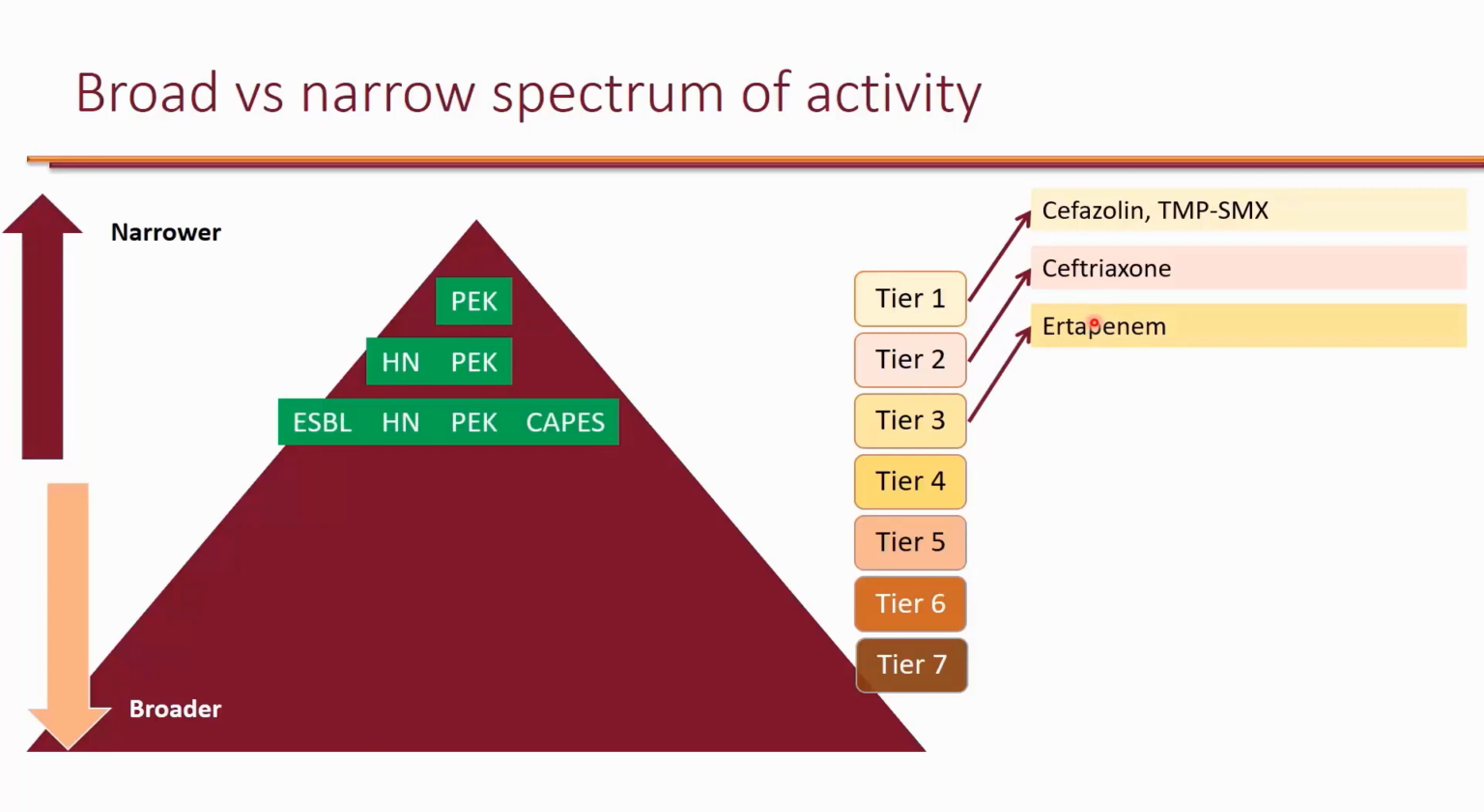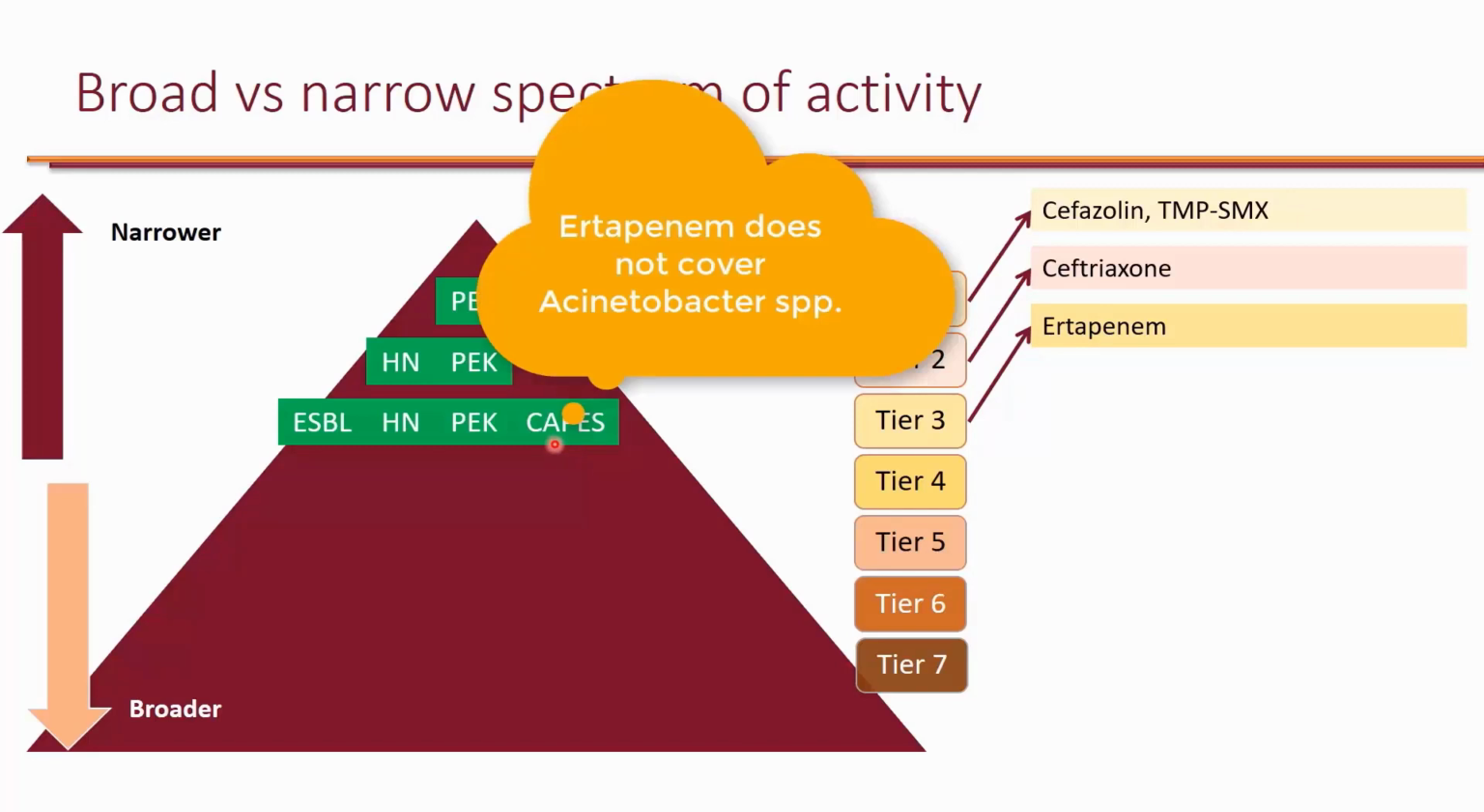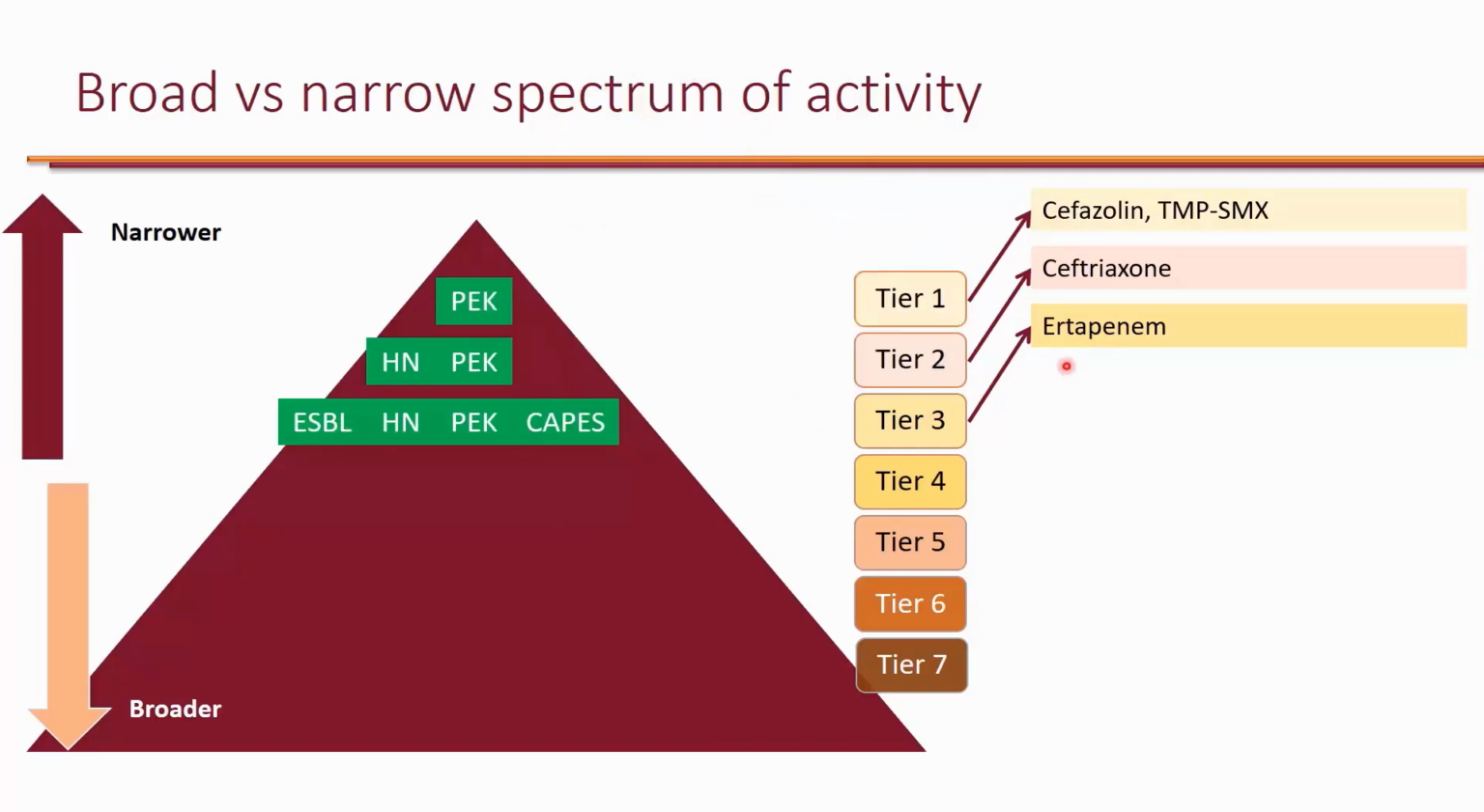And then the next tier adds what we refer to as CAPES. So Citrobacter, Acinetobacter, Providencia, Enterobacter, and Serratia organisms, as well as ESBL organisms. So this is ertapenem. Ertapenem is the only carbapenem that does not cover Pseudomonas. So because it does not cover Pseudomonas, it's considered the narrowest carbapenem, and I have put it in tier 3.